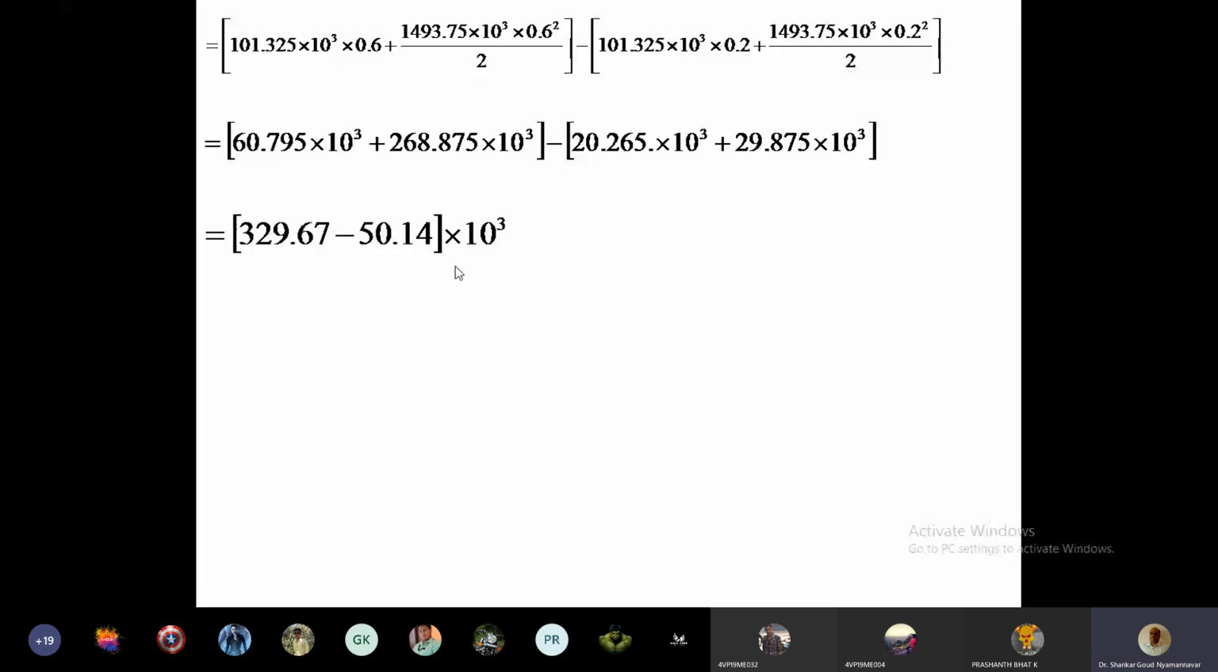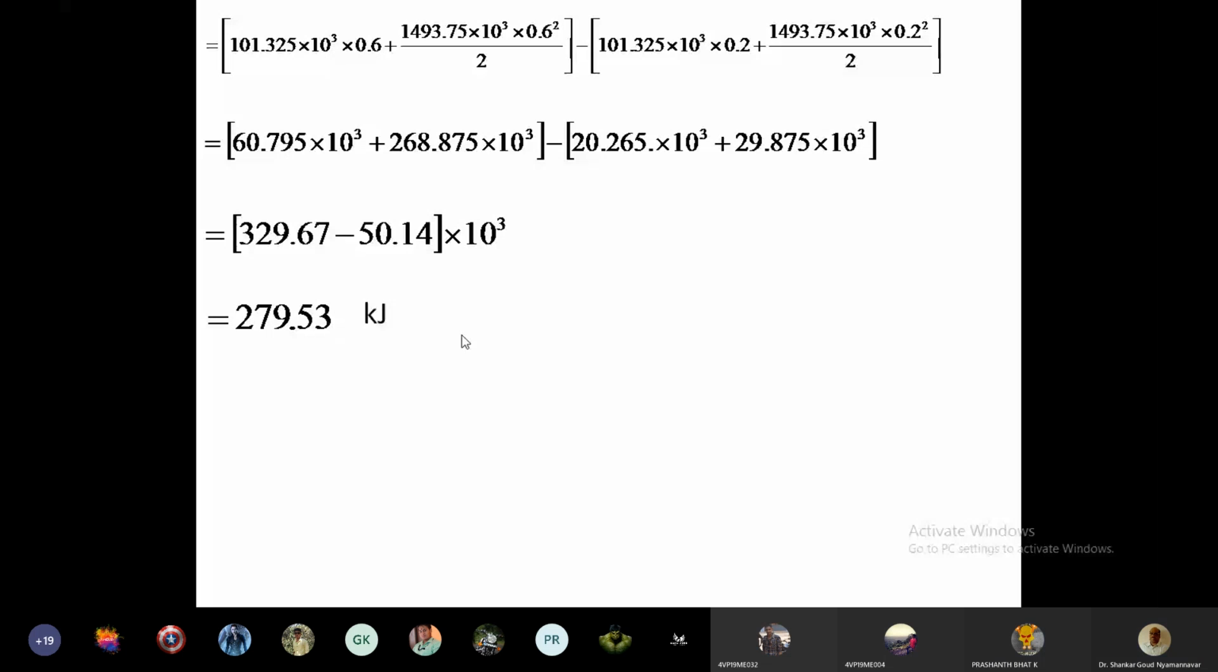The final answer is 279.53. This fraction might be slightly different because here I have made a mistake. It is 1493.375. So if you have taken that value, then it will be slightly different this time. Other than that, there should not be any difference. 279 is fine. Somebody got 279, no? Who is that? Prashant. Prashant, you got 279, no? Your value is correct. What about others?